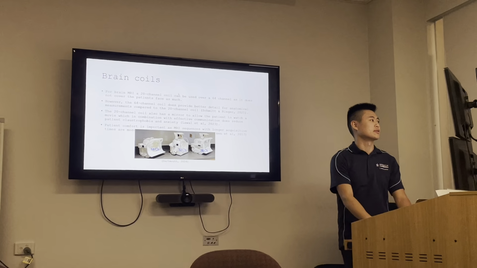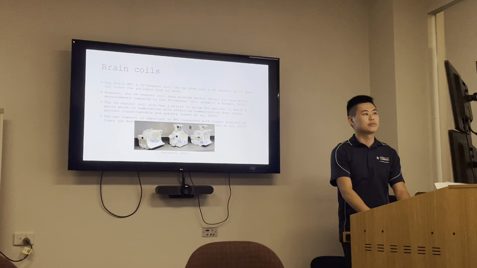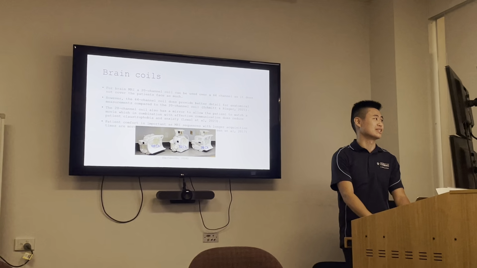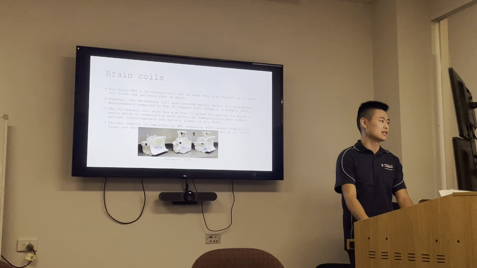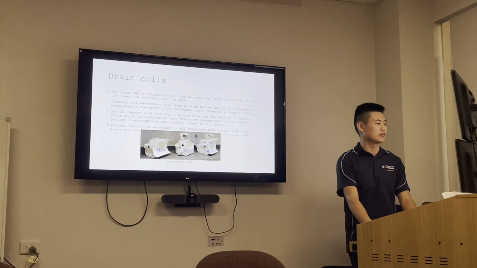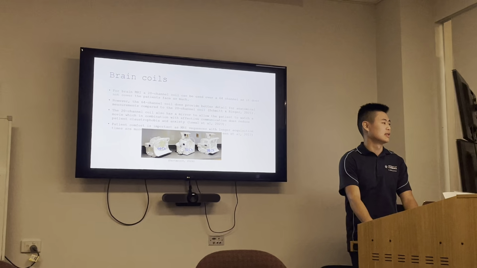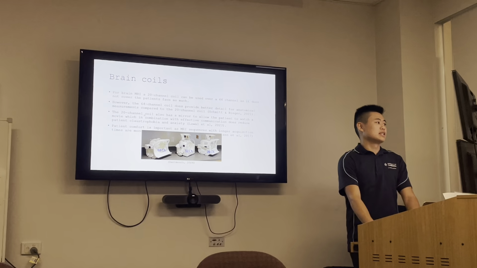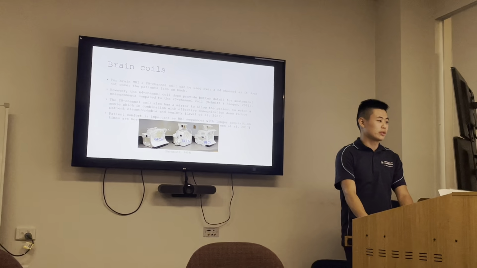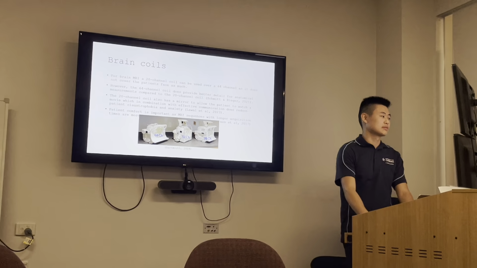So using brain coils for MRI, a 20-channel coil can be used over a 64-channel coil, as it does not cover the patient's face as much. So you can see here, the 64-channel really surrounds the face, and for more claustrophobic patients, it's not ideal. However, the 64-channel coil does provide better anatomical measurements compared to the 20-channel, which is this one over here.